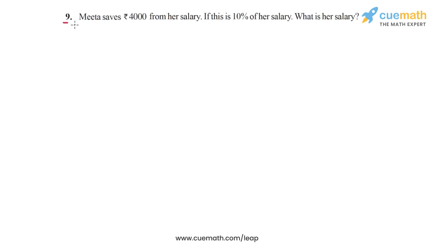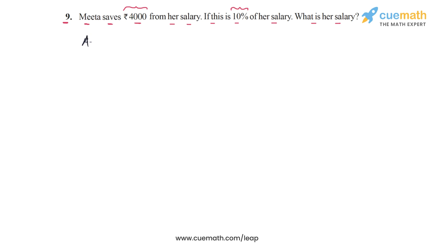Question 9 of this exercise says that Mita saves rupees 4,000 from her salary. If this is 10% of her salary, what is her salary? So Mita saves rupees 4,000, which makes up 10% of her total salary. So we have to find what her total salary is.